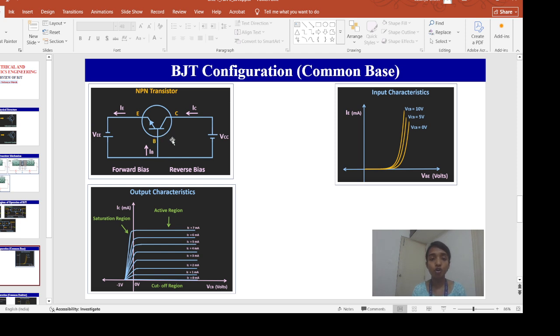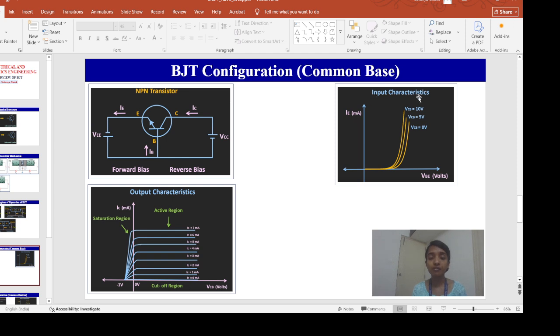So when I draw the input and output characteristics for this NPN transistor, how will it look? If I want to draw the input characteristics, meaning input current versus input voltage for different values of output voltage. So for this common base configuration, this is my input side and this is my output side. What is my input current? IE is my input current. What is my input voltage? VBE is my input voltage, right? And what is my output voltage? VCB is my output voltage.